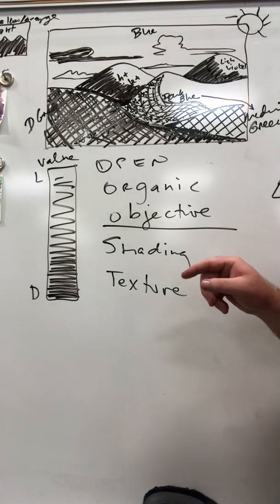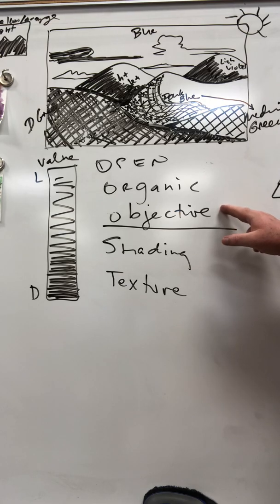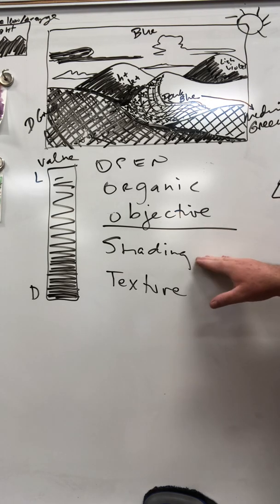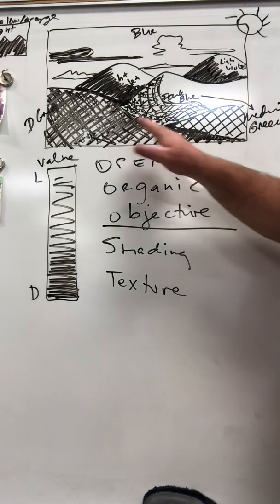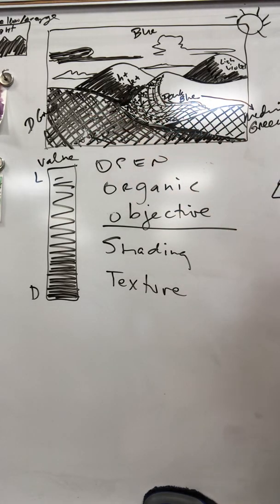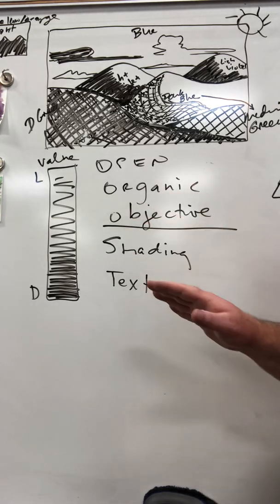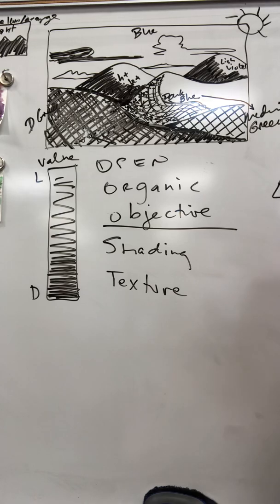We also want to make sure that it's open, organic, and objective in terms of its composition. It's got some shading to it. Notice the cross-hatching and a little bit of stippling going on and some blending that you'll be able to do with your watercolor. And it's going to need some texture. You're going to want to put some texture in it because it makes it look better.